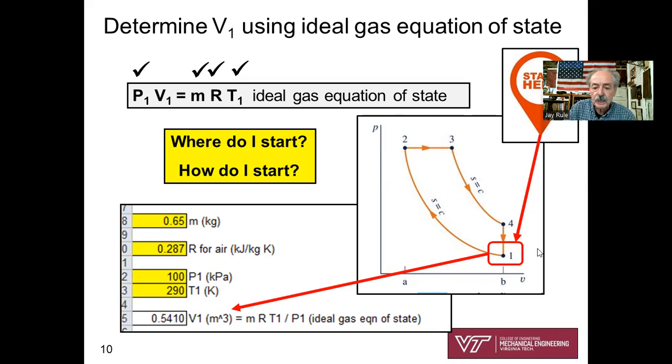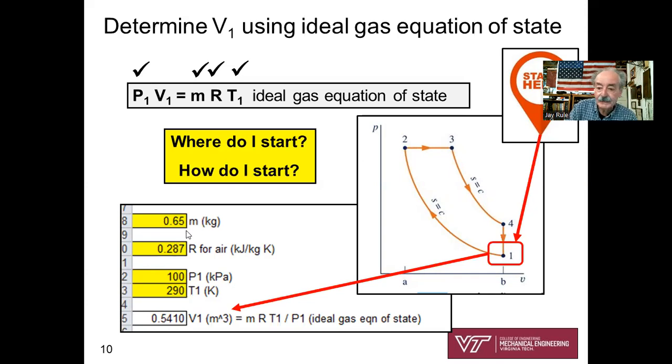And so when you study what you have, you will discover that you need to start at state 1 because you have P1, you have the mass, you have R, T1 is given. You think about, let's see, what do I have that involves those things? I got the ideal gas equation of state. The only unknown is V1. That's where I will start.